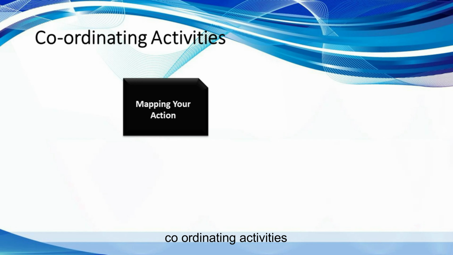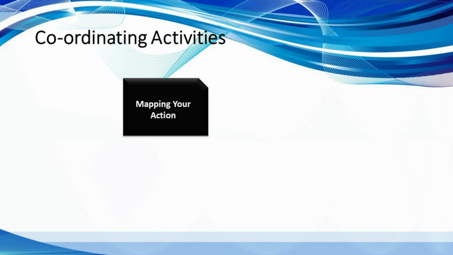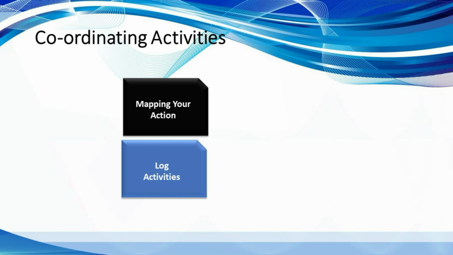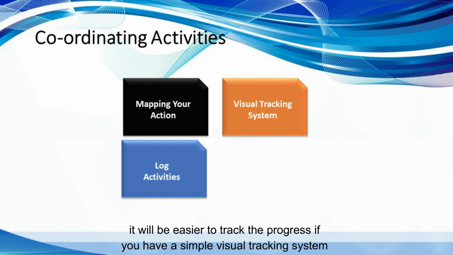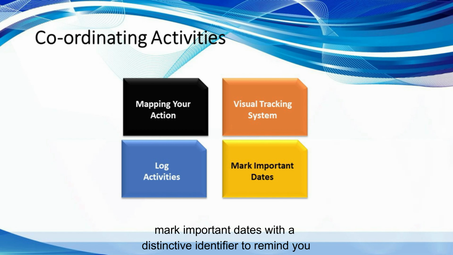Coordinating activities. You need to map your actions to check your progress. The planner needs to log activities that show the various tasks, their duration and completion dates. It will be easier to track the progress if you have a simple visual tracking system. Mark important dates with a distinctive identifier to remind you.